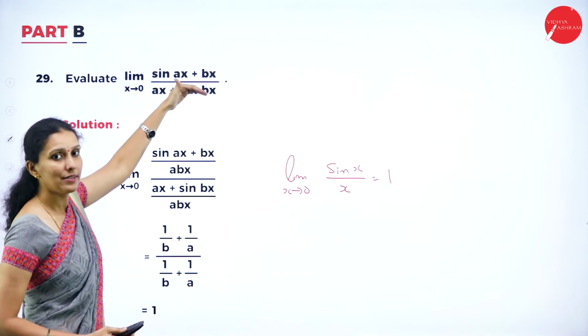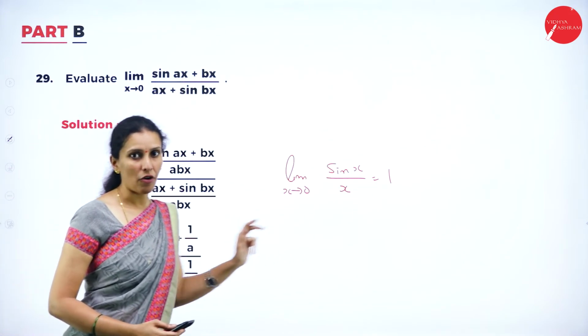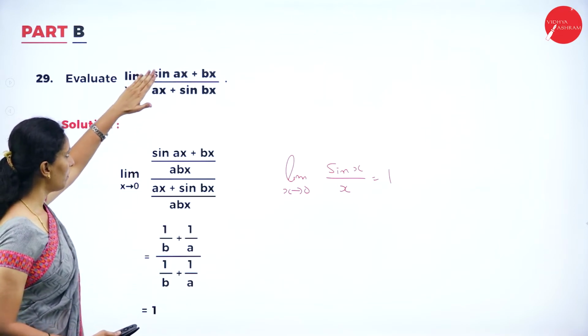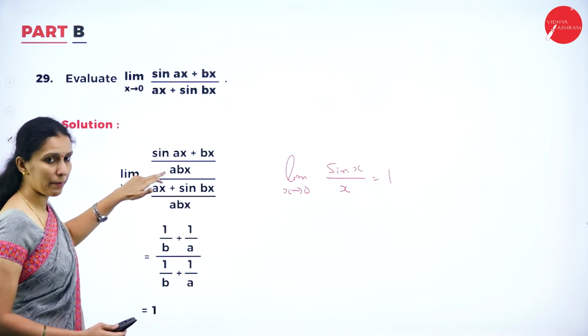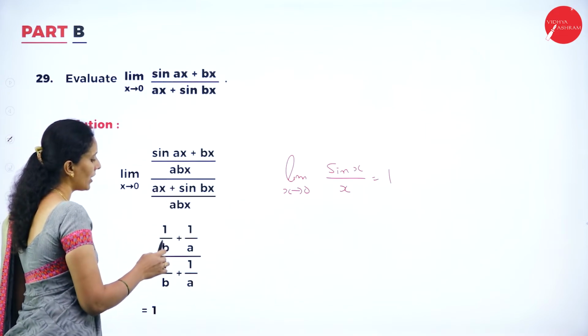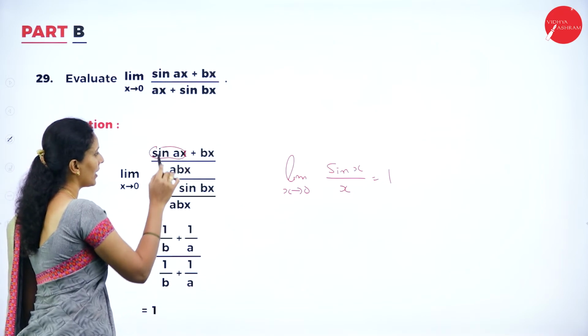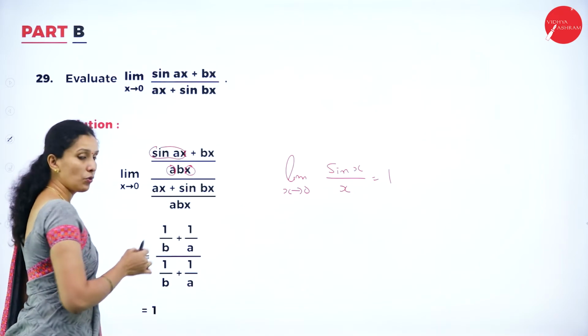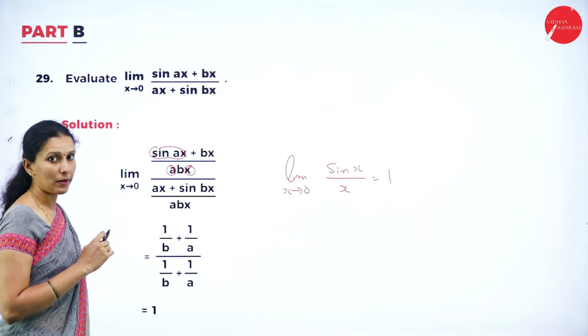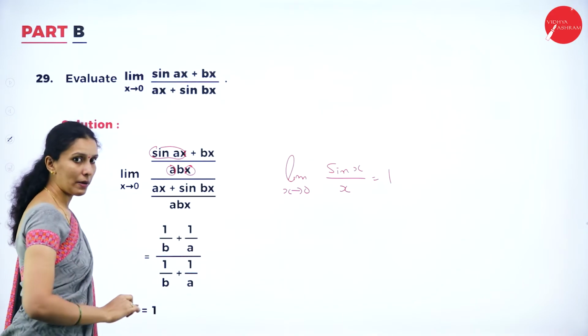Here we have bx, let me divide it by bx, so that it will get in the standard form. So for that purpose, I will divide both numerator and denominator by abx. Once you divide by abx here, you can take 1 by b as a constant. So then it is sin ax by ax, which usually can be taken as 1 after applying the limit. So bx cancels, here you are left with 1 by a.